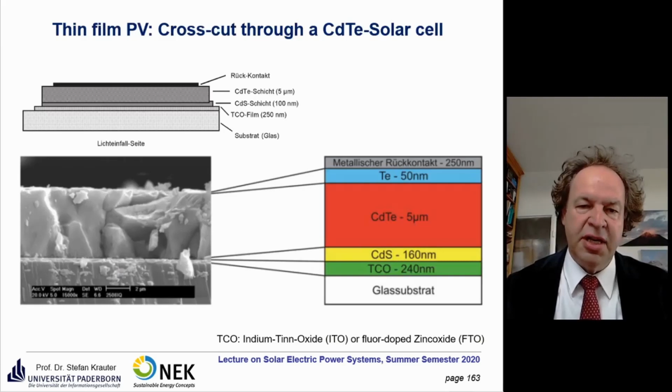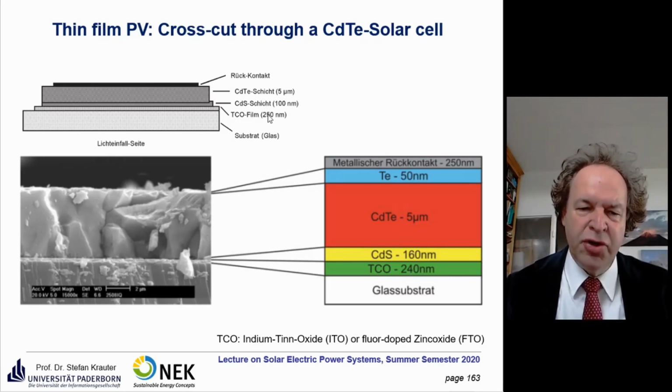Here you see a cross-cut of such a cadmium telluride solar cell or solar module. Due to the thin film technology, it's pretty much the same. It's kind of integrated. The cells cannot be separated from the module. Here is the setup. This is where the light comes in. This is a glass, and then you have a TCO film. This means transparent conductive oxide. So instead of a contact, you have a kind of oxide.